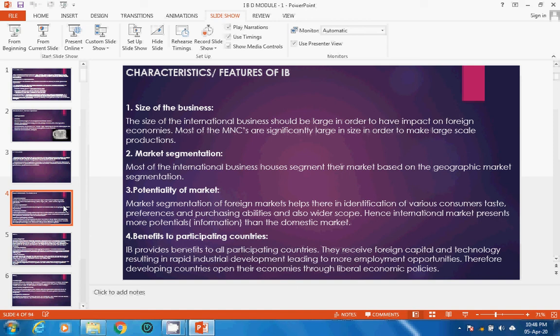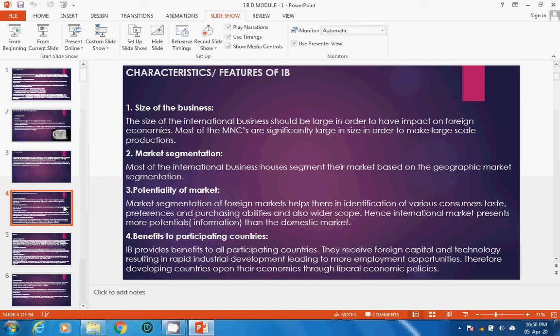Market segmentation. Most of the international business firms segment their market on the basis of geographic market. It may be South Indian market, North Indian market, Northeast market. In the same way, at the global level, African market, American market, Asian market. So, like this, they segment the market on the basis of geographical speciality.